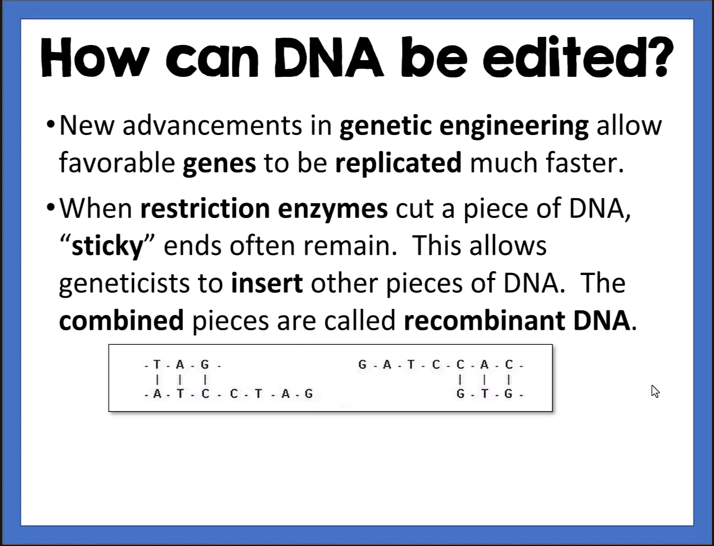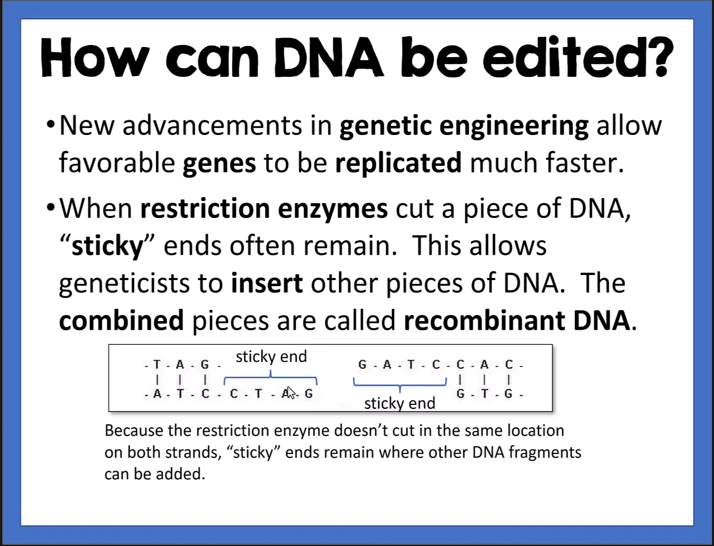When restriction enzymes cut a piece of DNA, sticky ends often remain. So I mentioned that earlier. These are the sticky ends here with a tail of a couple of nucleotides on each side of that cut. This allows geneticists to insert other pieces of DNA, and the combined pieces are called recombinant DNA.